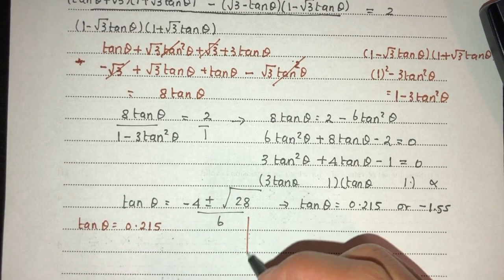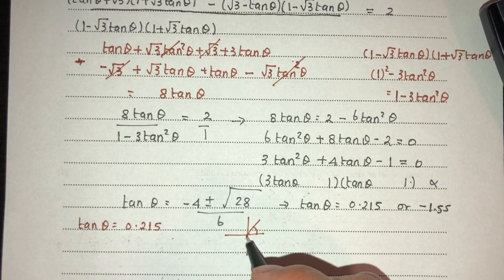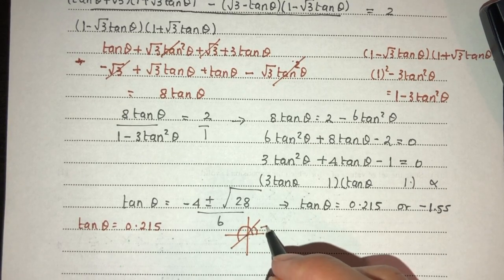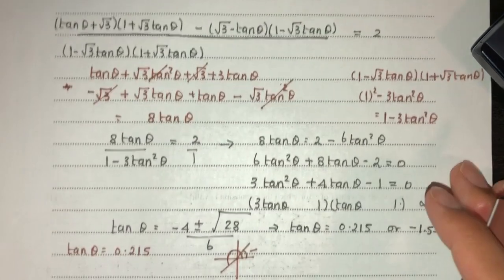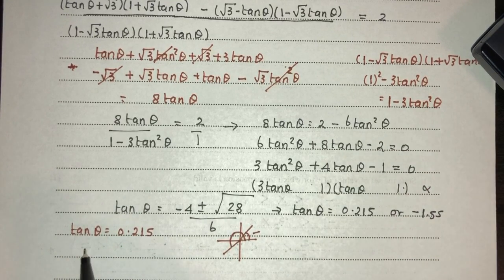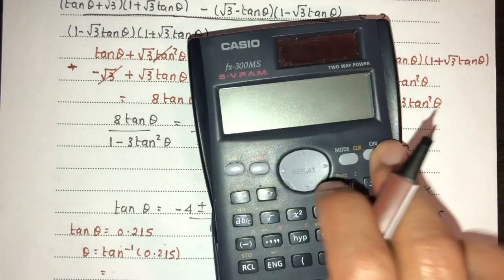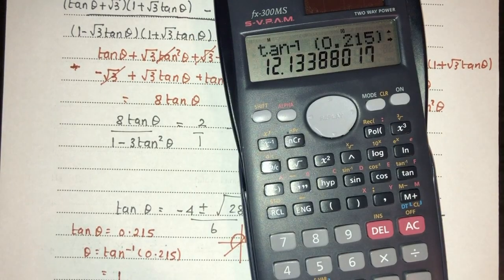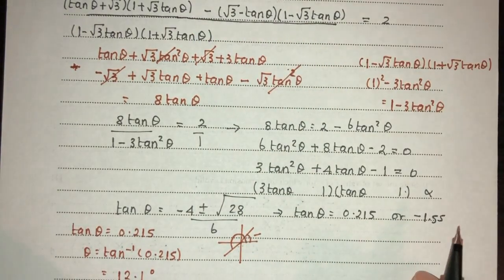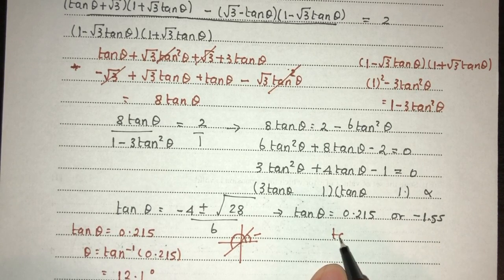Now when tan is positive, it has to be in your first quadrant and in your third quadrant. Okay, but as you can see here, our domain is only in our first and second quadrant, so only this value will be taken. Okay, so theta will be tan inverse of 0.215, that should be 12.1. And how about this one? It should be tan inverse, tan equal to minus 1.55.